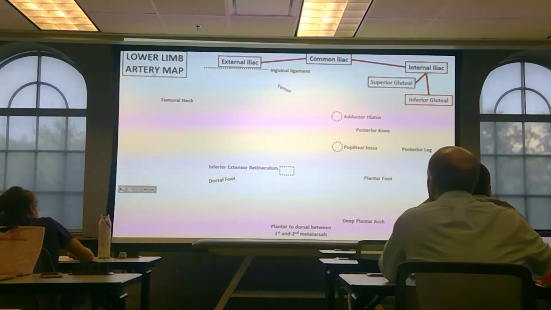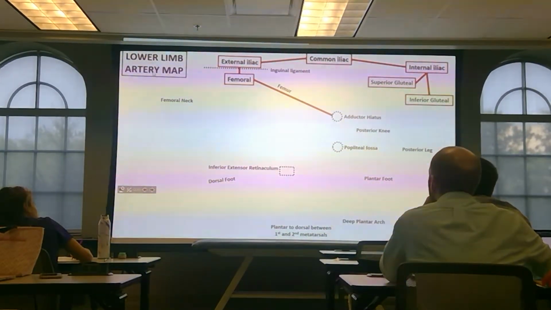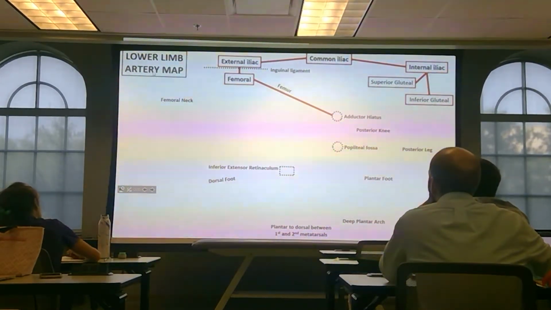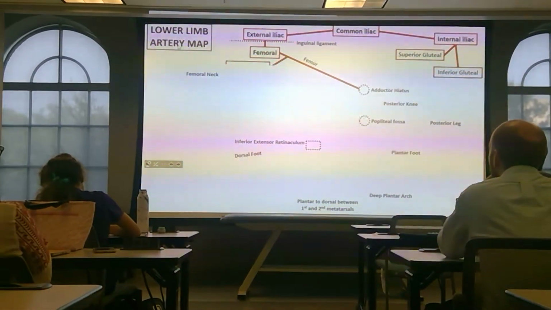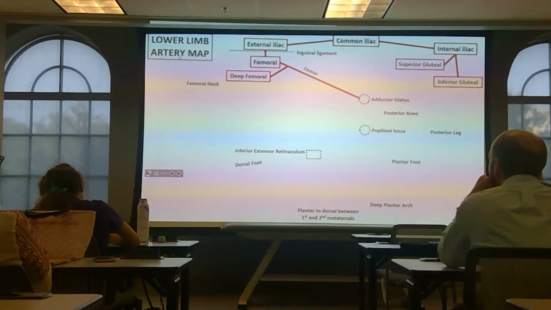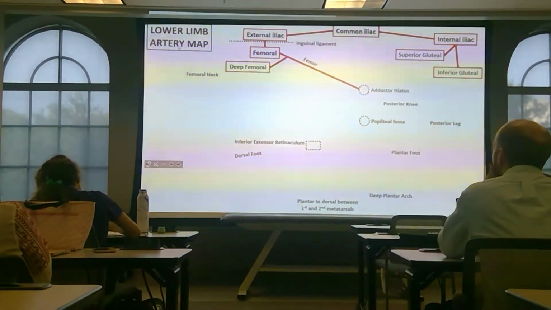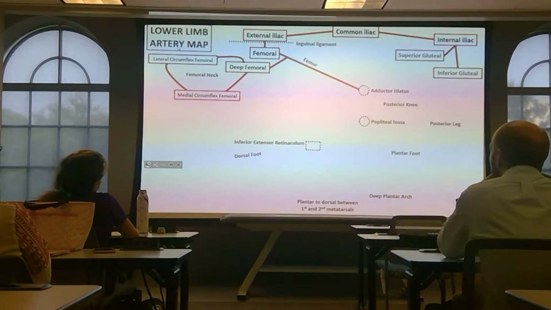So the external iliac goes over the inguinal ligament. Same road, it just changes its name once you go underneath the inguinal ligament. Okay, so then it becomes the femoral artery. And the femoral artery is going to give off a branch called the deep femoral. And remember, that's going to provide blood supply to the femoral neck, which is important.